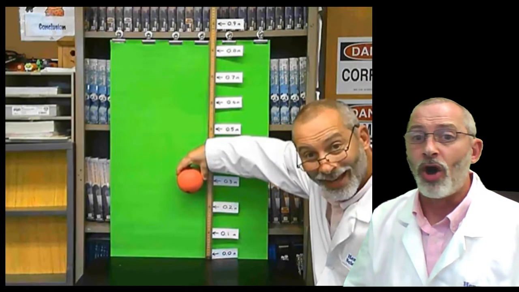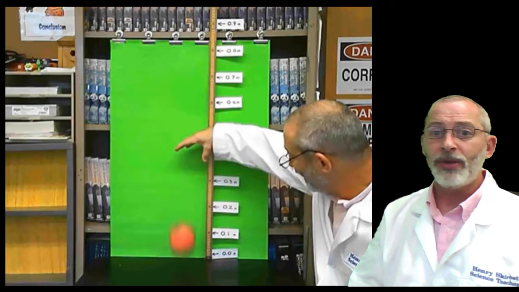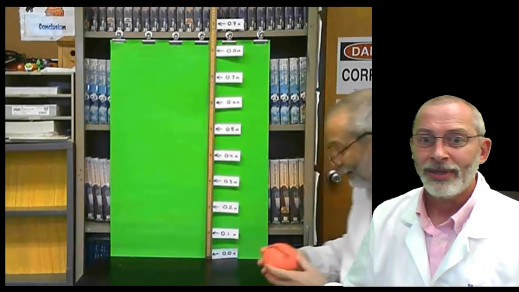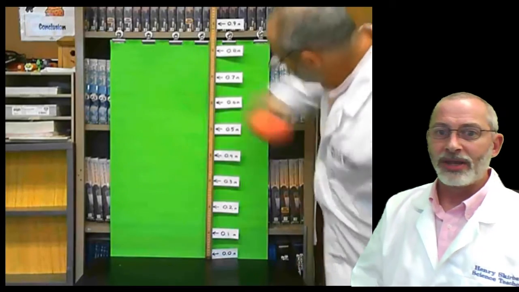There we have the bouncy ball, and I'm going to start at 0.25 meters, and I'm measuring from the bottom of the ball. So look at the bottom of the ball as I drop it. How high do you think it went? All right, if you didn't get it, don't worry. I'll give it to you in a moment.